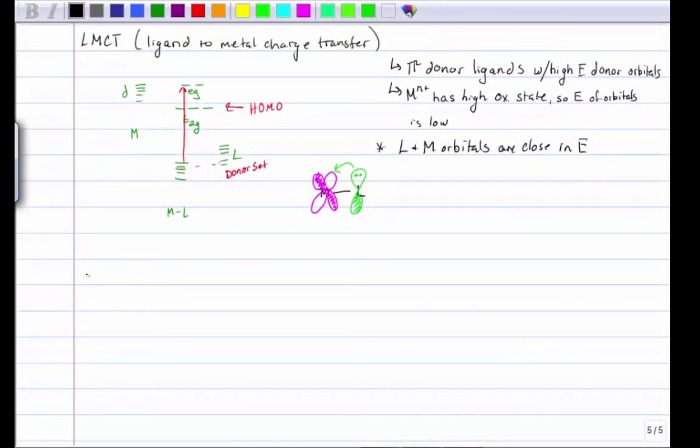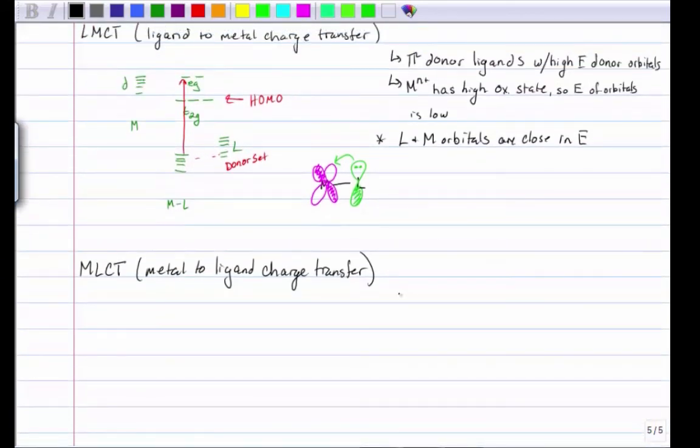The other type is MLCT, or metal to ligand charge transfer. And in this case, this happens with pi acceptor ligands. The pi acceptor ligands, or the pi star orbitals, need to be low, and the metal orbitals have to be high so that they're close. So in this case, the pi acceptor ligands have pi star orbitals low in energy, or let's say relatively low in energy. So when do you have pi star orbitals that are low in energy?